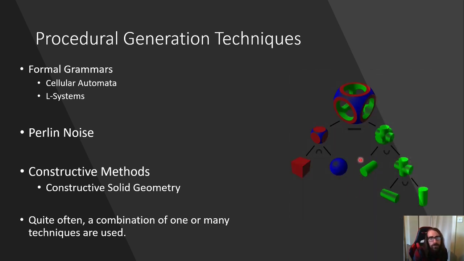And then there's also constructive methods such as constructive solid geometry, which you can see here. These 3D geometries are created based on a preset and adding or taking away parts. That's how we can use PCG to create molded objects in different ways.